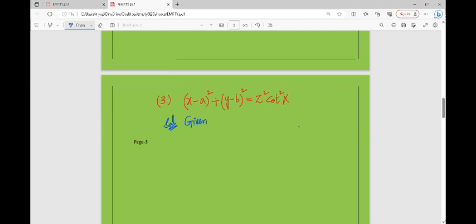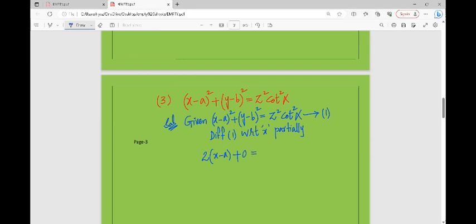(x minus a) whole square plus (y minus b) whole square is equal to z square into cot square of alpha. This is taken as equation number 1. The regular process, you must know by now: differentiating equation number 1 partially with respect to x. Same story, x square differentiation is 2x, that is 2 into (x minus a) to the power 2 minus 1, no need to write, plus since we don't have any y term, it has become 0.